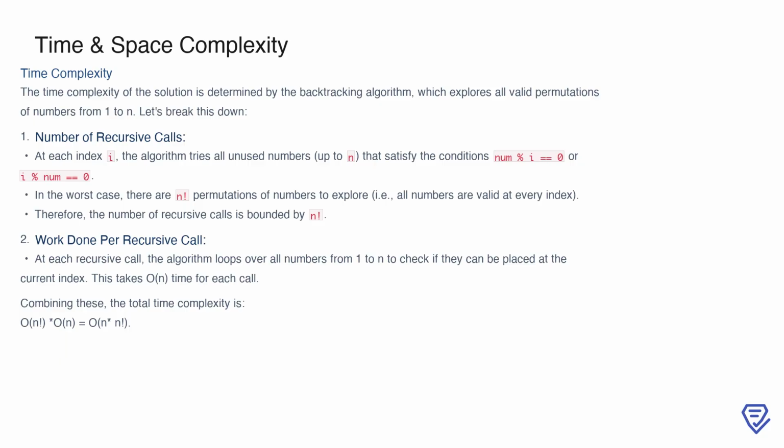This means the number of recursive calls is bounded by n factorial. Second, the work done within each recursive call. Here, the algorithm iterates through all numbers from 1 to n to check whether they can be placed at the current index. This requires O(n) operations for each call. When we combine these two factors, the overall time complexity becomes O(n!) multiplied by O(n), which simplifies to O(n * n!).